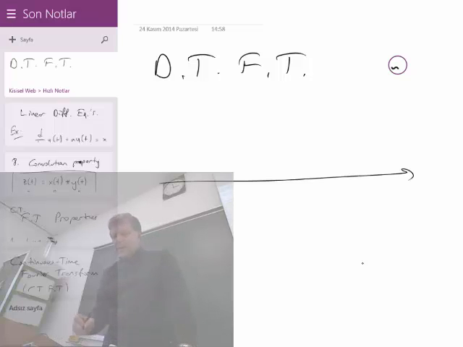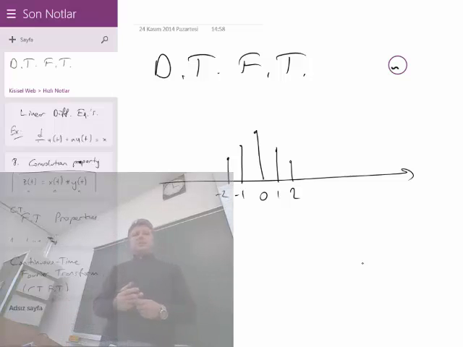Suppose that we have a finite extent discrete time signal, something like this. Suppose this is 0, 1, 2, and this is minus 1, minus 2. It's just a discrete time signal with some arbitrary lengths and coefficients. This is x of n that we're looking for on the axis of n. We need to find the formula for the discrete time Fourier transform of this signal.